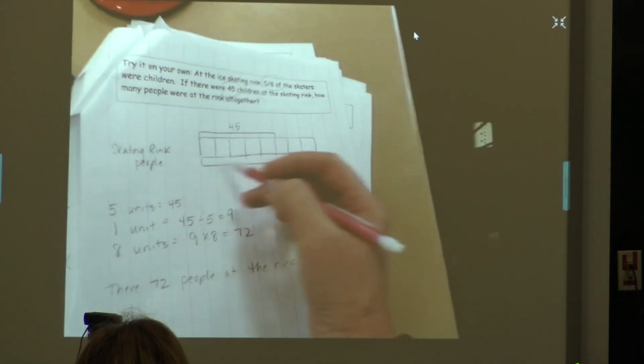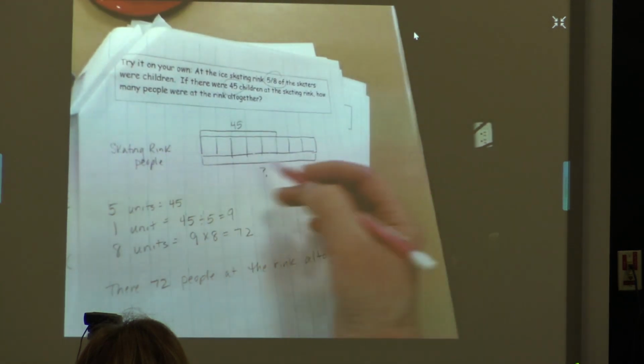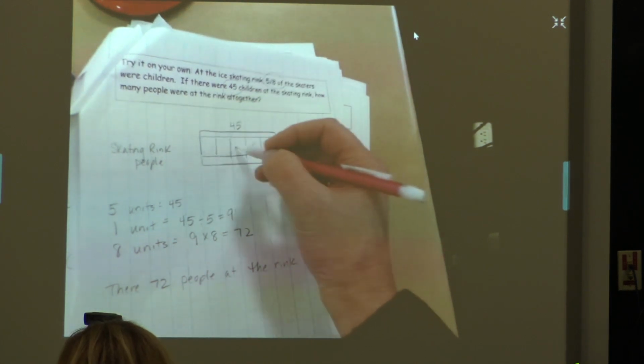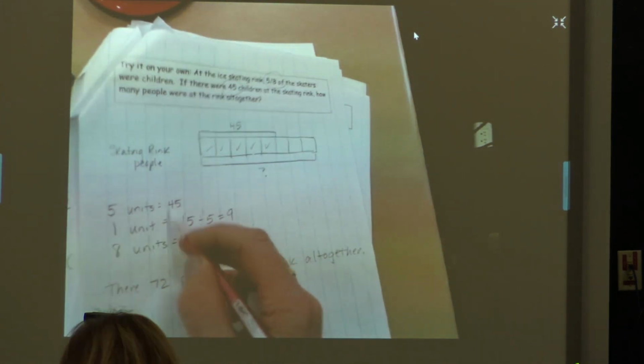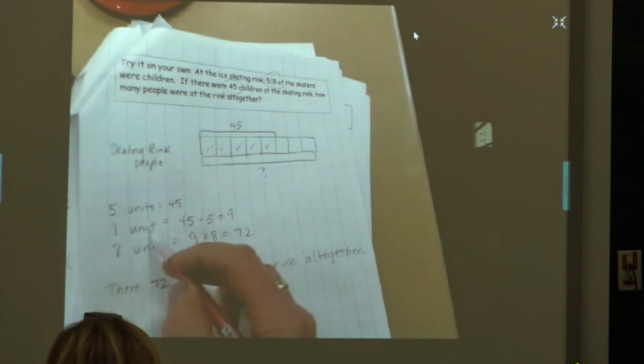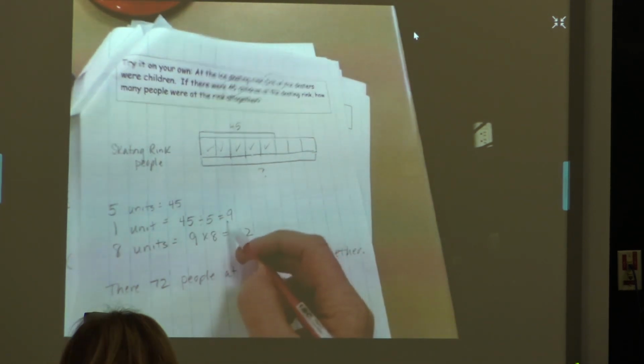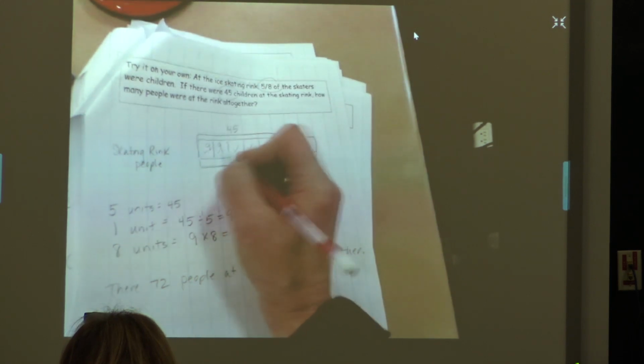Now here I only don't know what the 8 units equals, do I? But I know what 5 units equals, right? So I know 5 units equals 45. Can I then figure out what 1 unit equals? I could take 45 divided by 5 and get 9. So each one of these has to be 9.